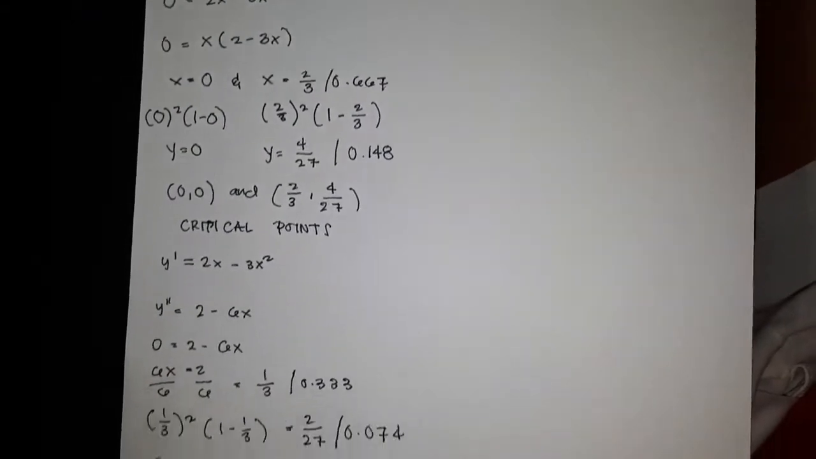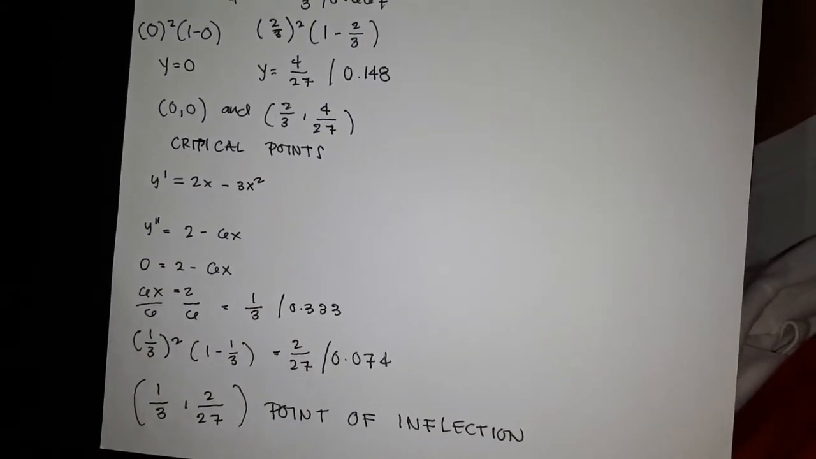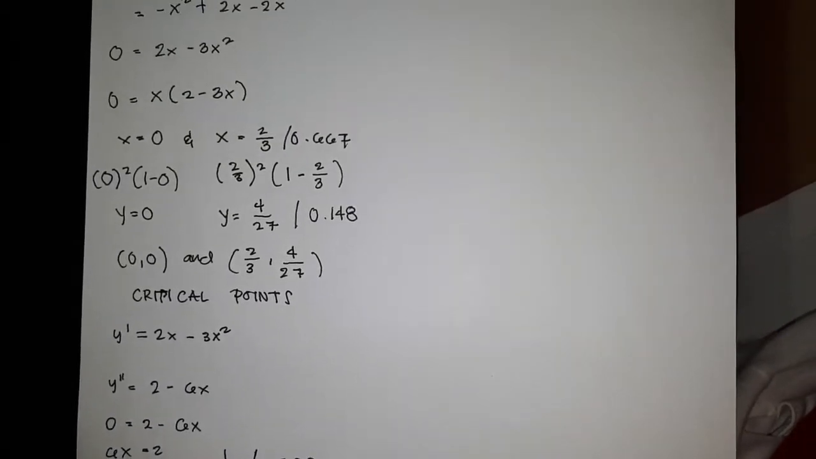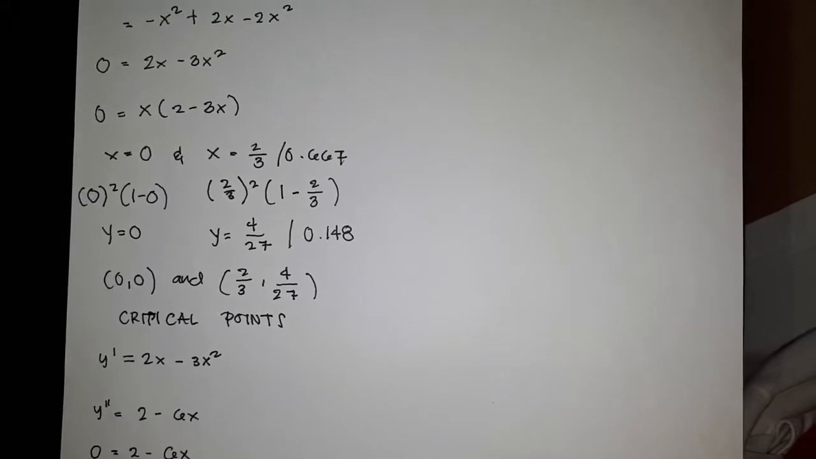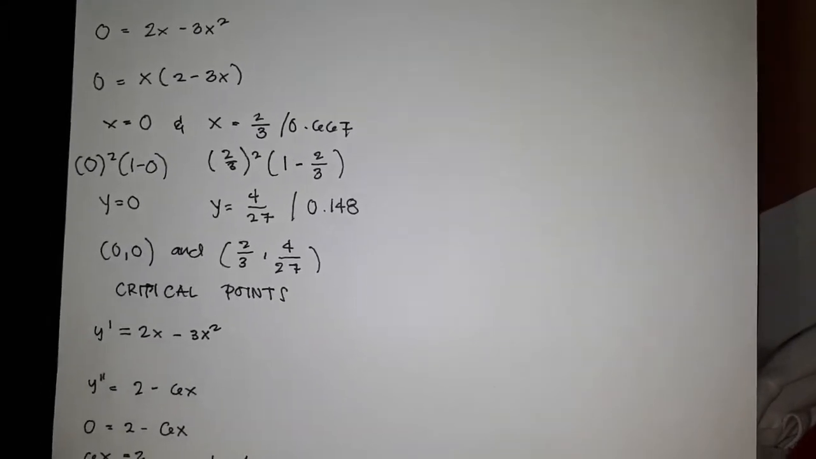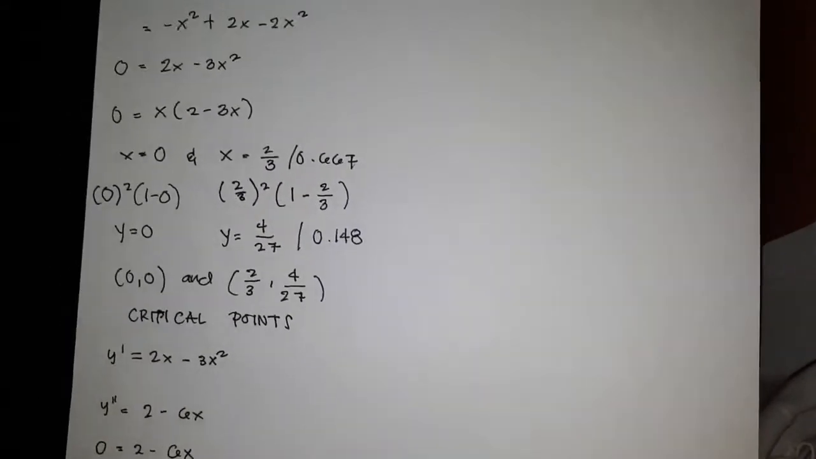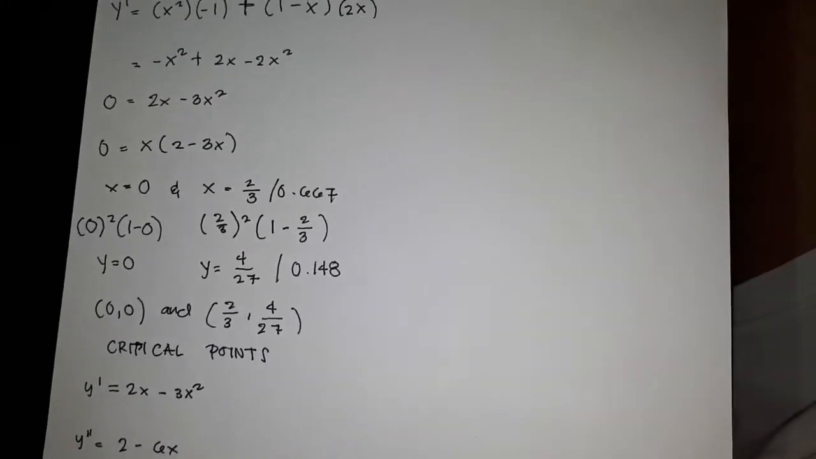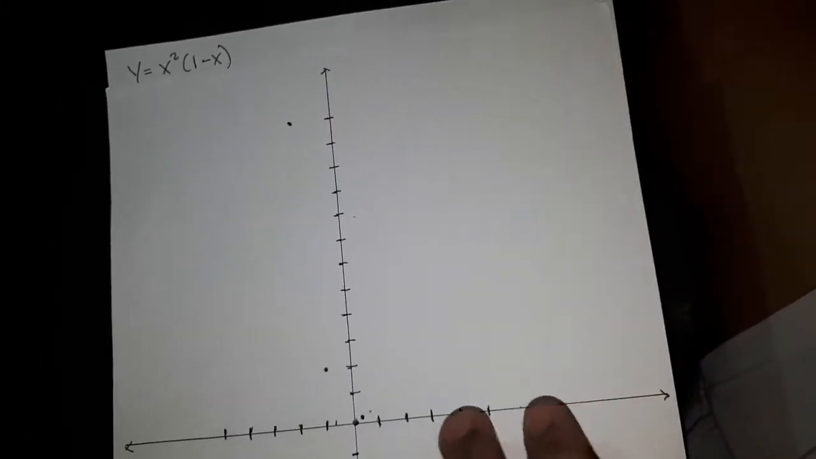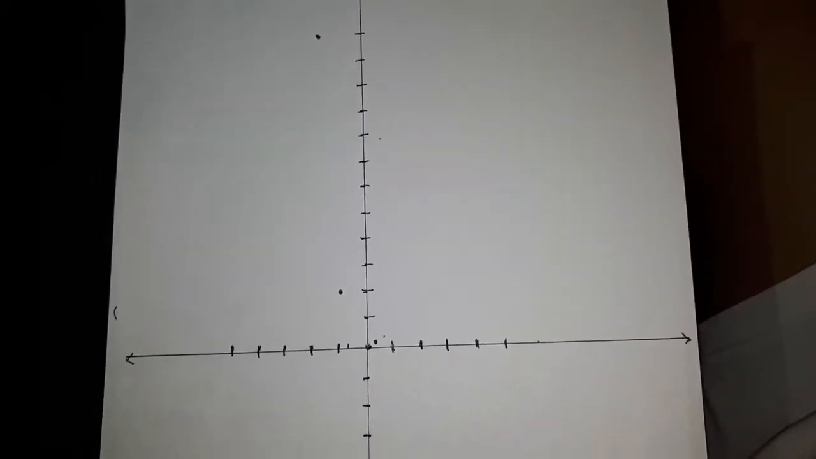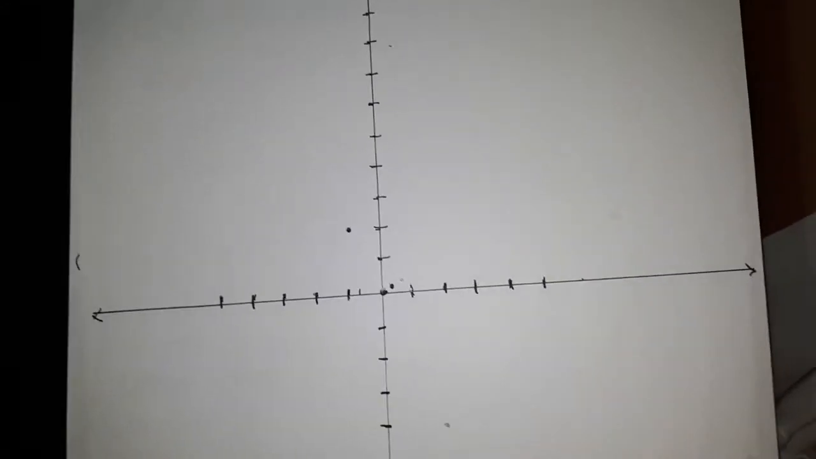So after getting our critical points and our point of inflection, we are going to input x squared times 1 minus x to our calculator, starting from negative 2 ending to 2. Then after we input the values in our calculator, we are now going to put the points in our graph.